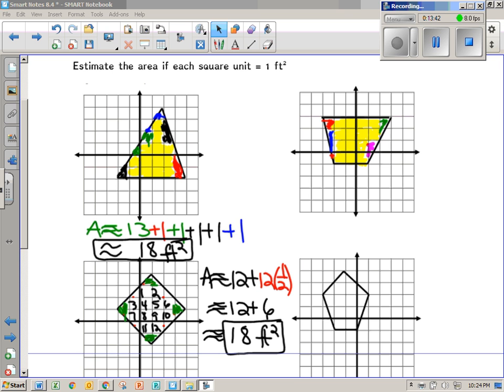Okay, so let's take a look at this first one. The yellow is the part I would have numbered. So the yellow, the holes, I counted 14. 1, 2, 3, 4, 5, 6, 7, 8, 9, 10, 11, 12, 13, 14.